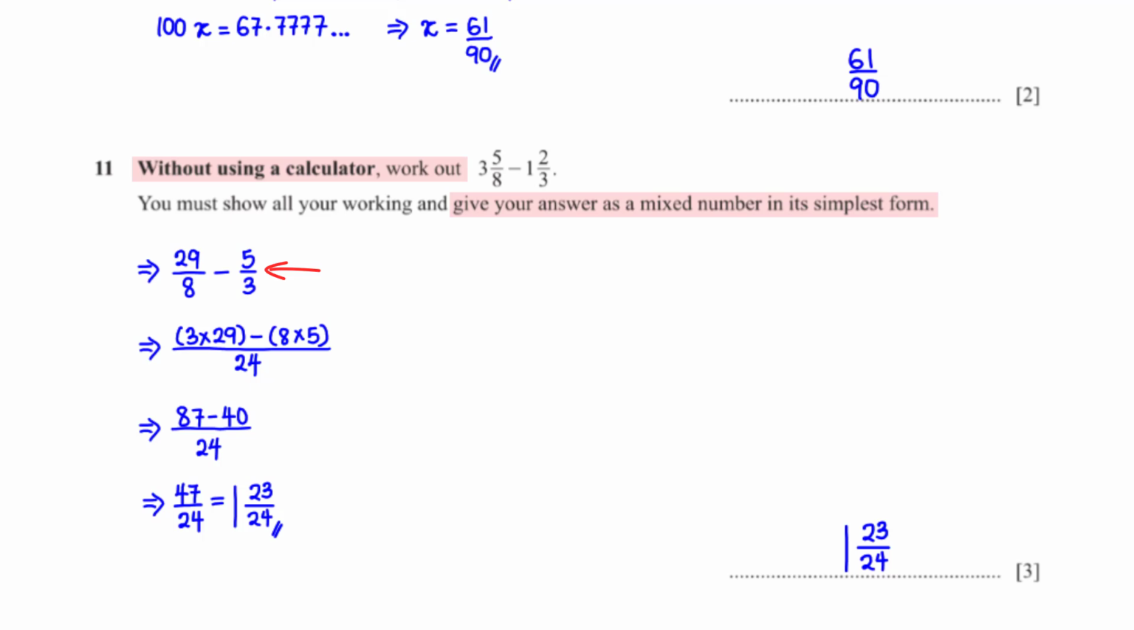The LCM for 8 and 3 is 24. Since we multiply 8 by 3 to get 24, we also multiply 29 by 3. And since we multiply 3 by 8 to get 24, we also multiply 5 by 8. 3 times 29 is 87, and 8 times 5 is 40. 87 minus 40 is 47. 47 over 24 is an improper fraction, and so we need to convert it into a mixed fraction. 24 goes into 47 one time with a remainder of 23, which we divide by 24. And so our final answer is 1 and 23 over 24.